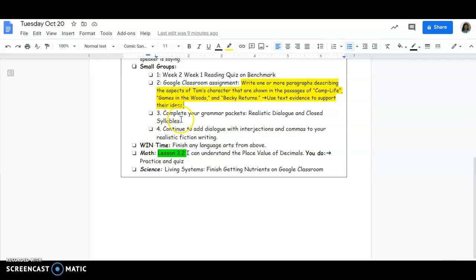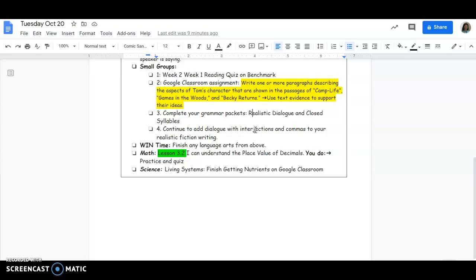All right, if you have not finished your grammar packet after you're done with that Google Classroom, you're going to work on your grammar packet. It has the realistic dialogue and the closed syllables in it. Number 4 is adding that dialogue to your interjections and commas to your realistic fiction writing.